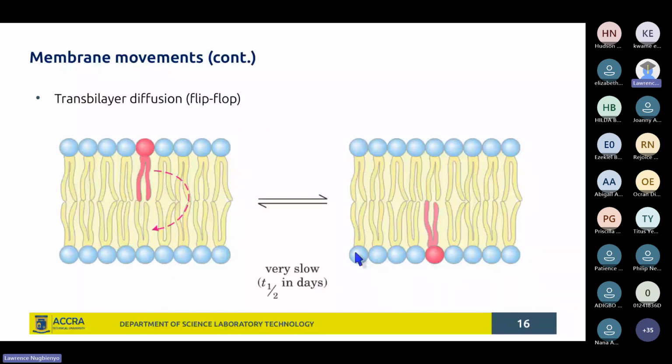And we're looking at the first uncatalyzed movement, the transbilayer diffusion, what we refer to as the flip-flop. Now, what do we mean when we say flip? If you want to remember, just understand. You see, flip is having I as the vowel there. Flop is having O as the vowel there.